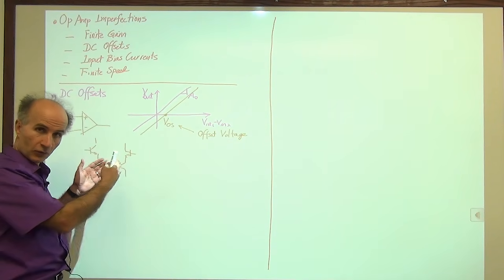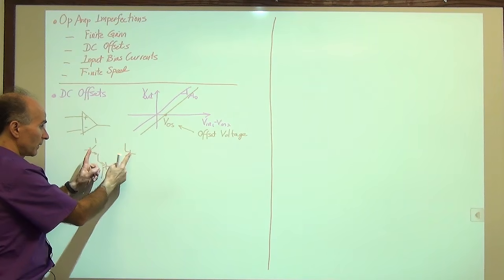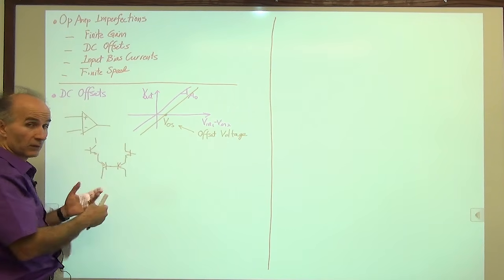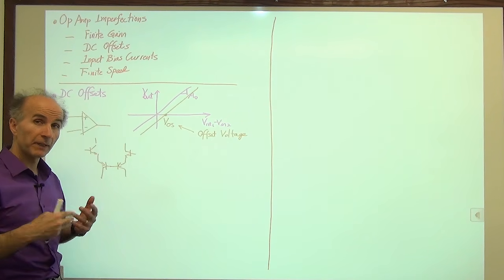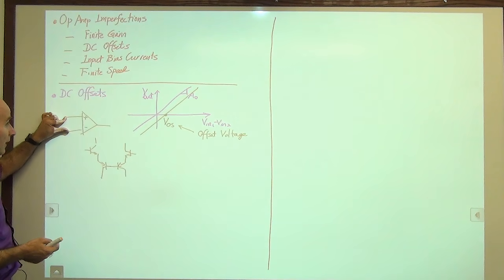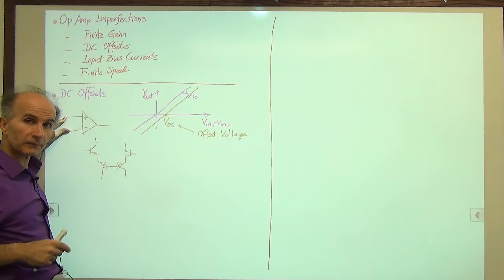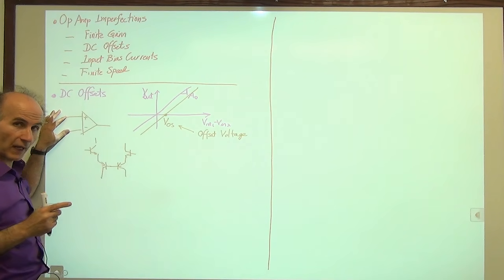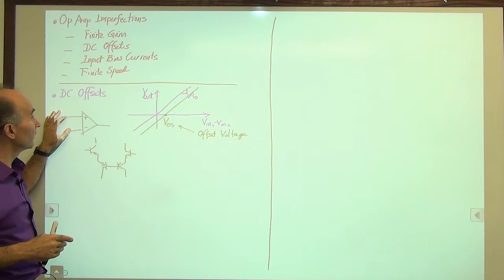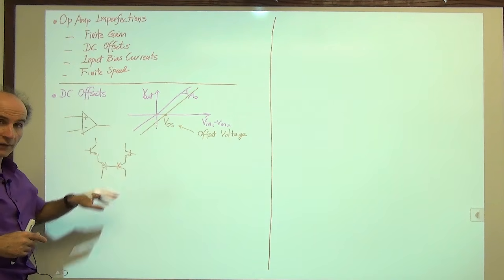But when the circuit is manufactured, there are slight differences between these devices, so these two paths are not exactly the same. And because of that asymmetry, when this input is equal to this input, the output is not 0, the output is something else. So that's the origin of these DC offsets that arise in the characteristic of an op amp.